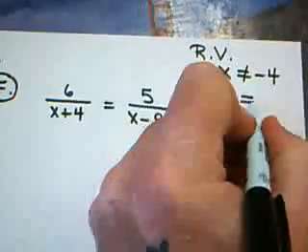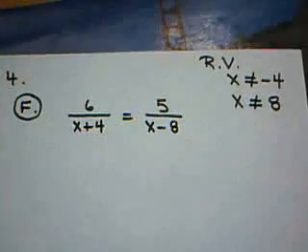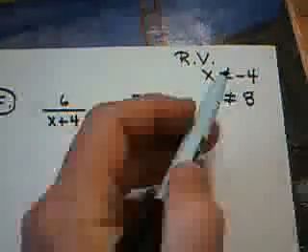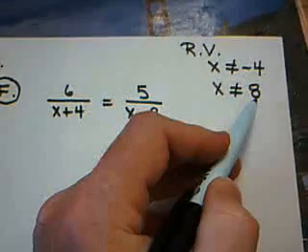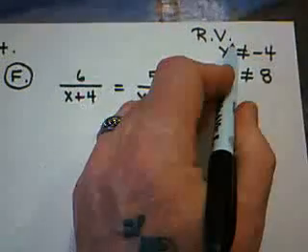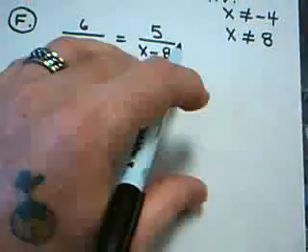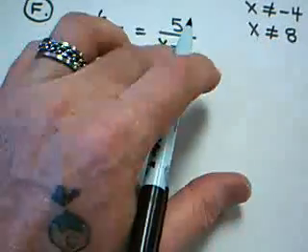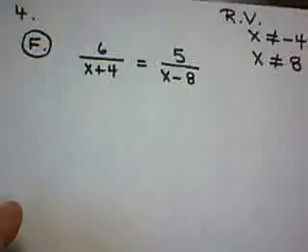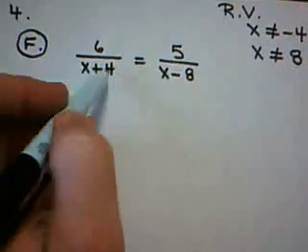X cannot equal 8. So what you have to be careful about at the end of this problem is when you do give me the answer to this equation, if the number -4 sneaks in or if the number 8 sneaks in, you have to throw it out because those are called restricted values. When you're solving an equation that has a variable in the denominator, the first thing you should do is state your restrictions. Okay, now what we're going to do next here, this is a proportion.